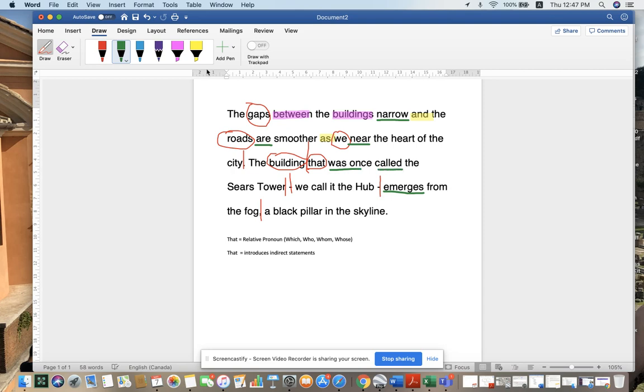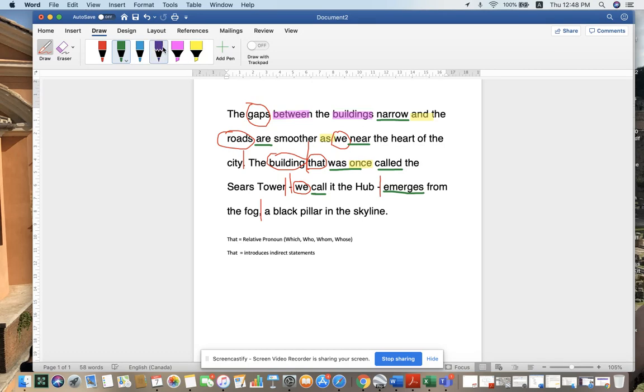Called, and once is an adverb. And then in our dash is another sentence. We, predicate, call. Perfect. So now that we have our subject and predicate, we can look at all the other noun cases. We've got the gaps, we've got the object of the preposition here, the predicate, conjunction, roads, and then we've got a linking verb, are.